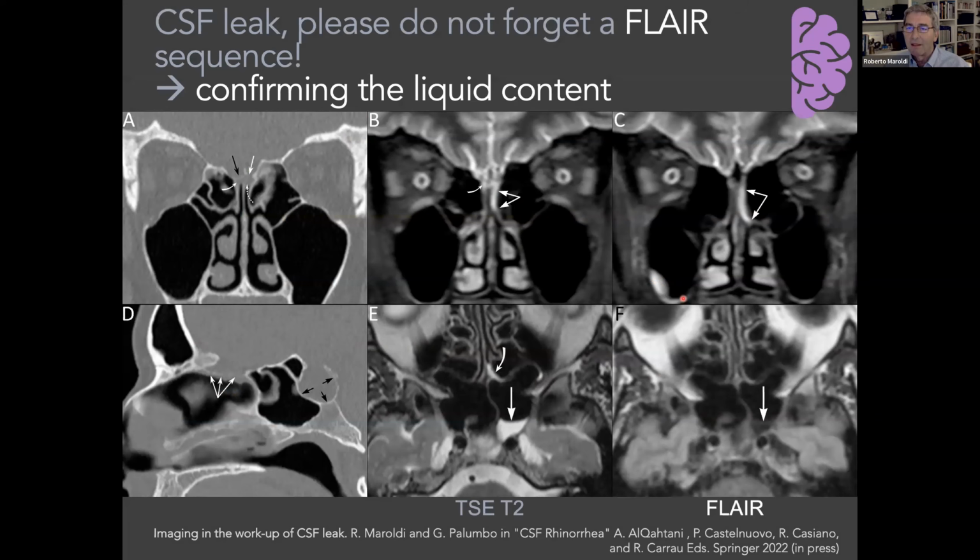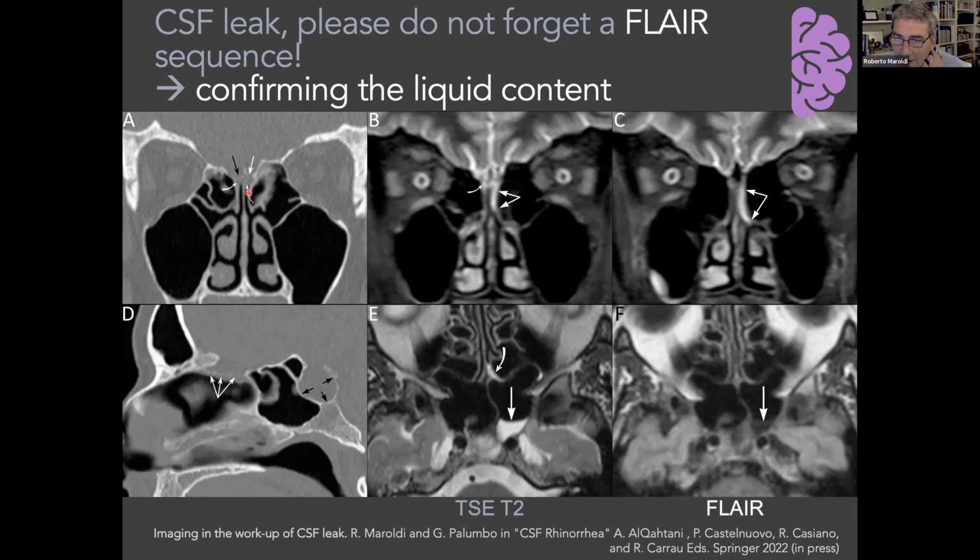Therefore, my last slide will be dedicated to the integration of MRI and CT. In this case, you can easily understand that we are dealing with intracranial idiopathic hypertension with remodeling of the sella turcica and resorption of the anterior cranial fossa floor that is detected also on the coronal plane on CT.